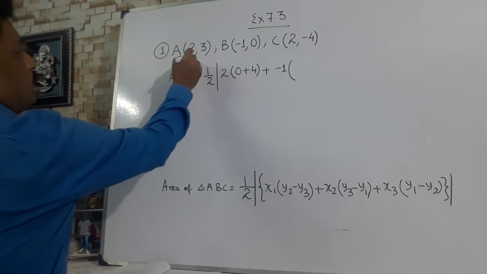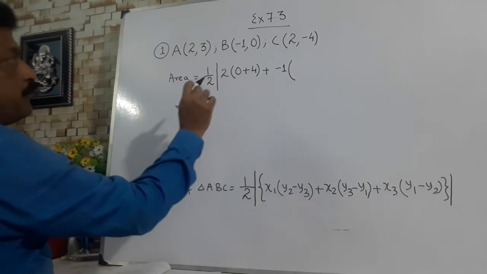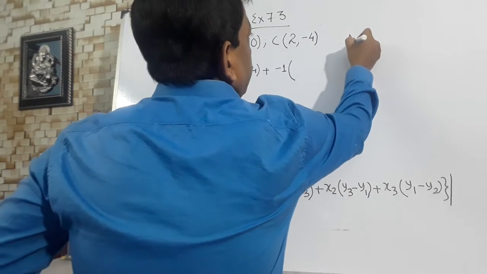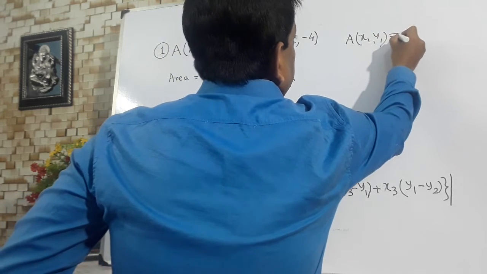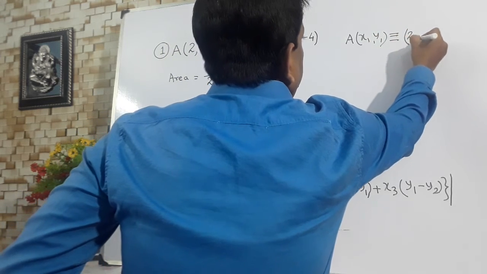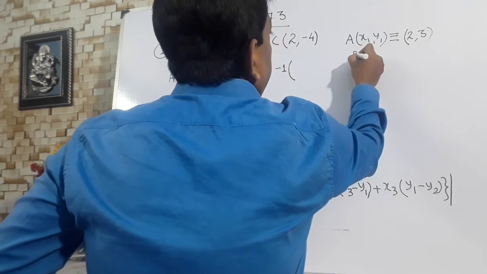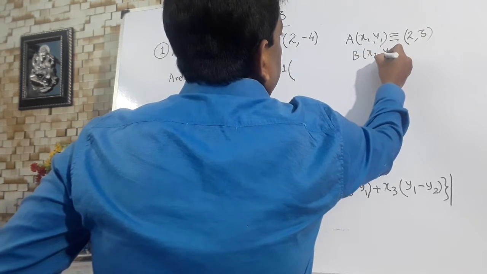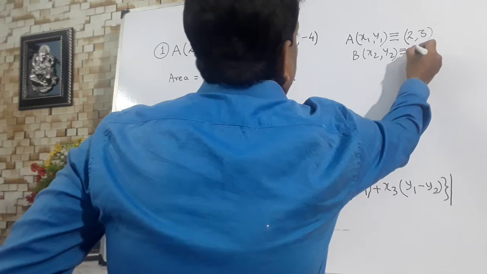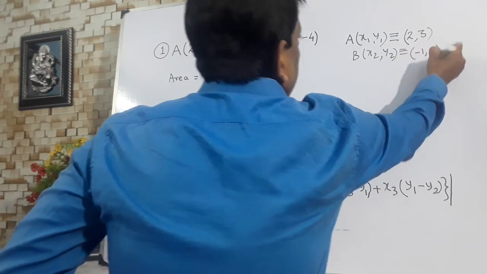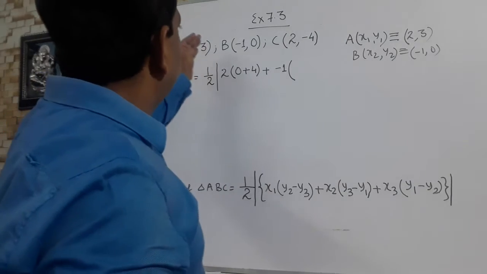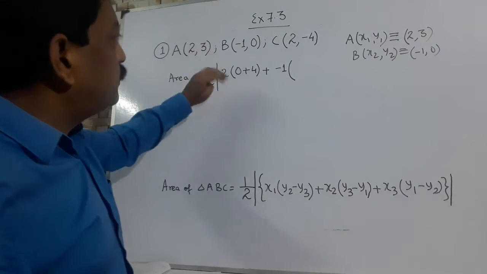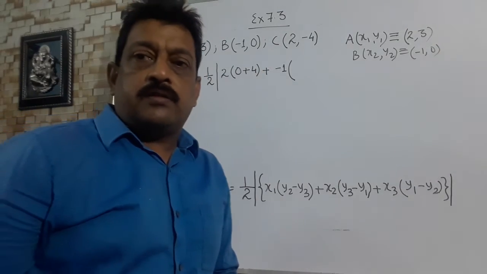Actually whenever you write the points, write in this manner: A x1 y1, 2 3, B x2 y2, minus 1 0 and C like that. So when you are copying the values, when you are going to substitute the values, there is less chance of making a mistake.